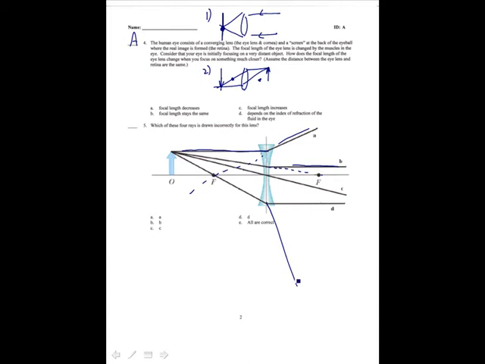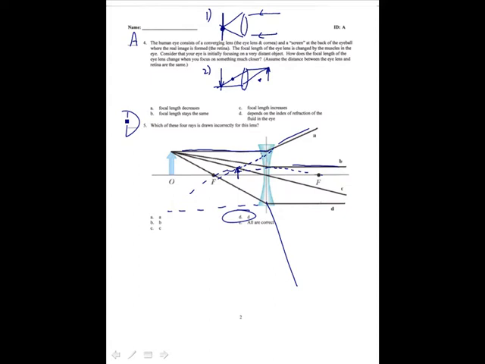One way that you can test this is to trace all the rays back. We know that this is going to produce a virtual image. So if I trace these rays back, my image is going to be right here. However, if I trace this ray back, it doesn't come anywhere close to that. So option D is the one that is incorrect.